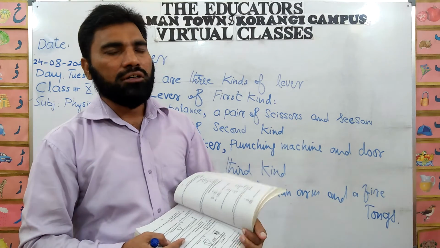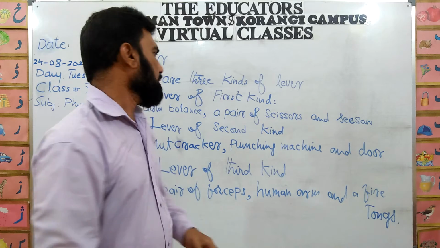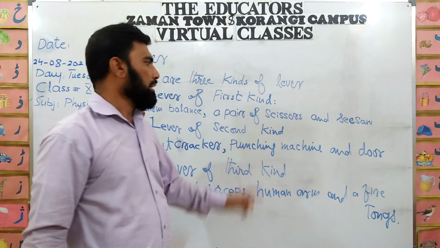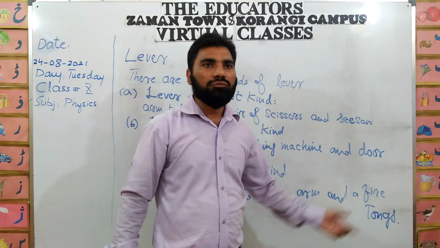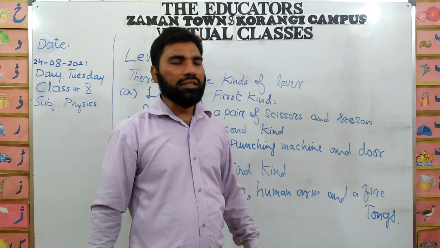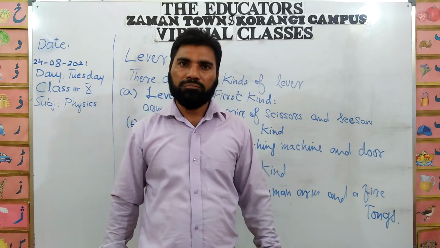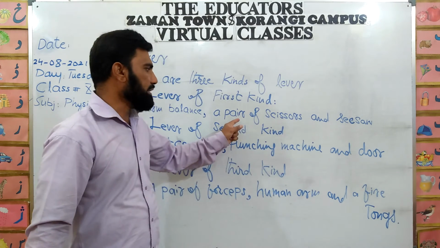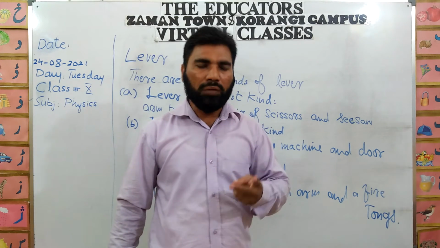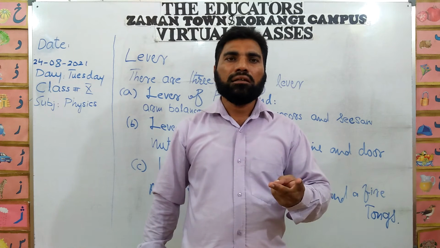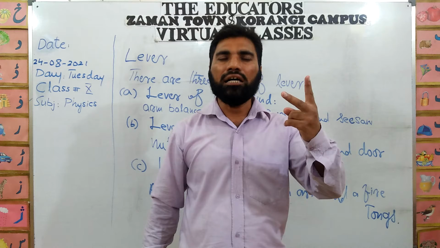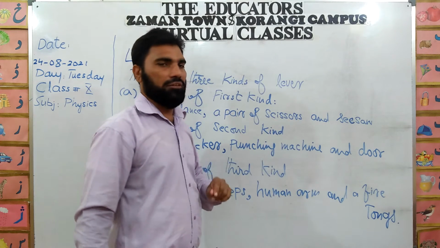Now, real examples of the first kind of lever. An arm balance is the first kind of lever. A pair of scissors is also the first kind of lever. A seesaw, which kids play on, is the first kind of lever. You may wonder how a pair of scissors is a lever. Absolutely, the scissors consist of two levers, not one, because there are two parts of the scissors.